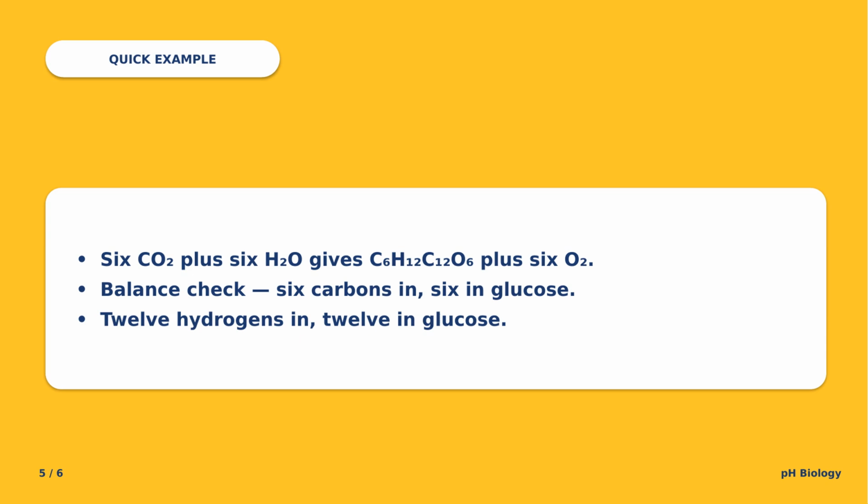Quick example. 6CO2 plus 6H2O gives C6H12O6 plus 6O2. Balance check. 6 carbons in, 6 in glucose, 12 hydrogens in, 12 in glucose, 18 oxygens in, 6 in glucose, and 12 in oxygen molecules. Total 18 out. Balance perfectly. Every single oxygen we breathe ultimately came from photosynthesis.